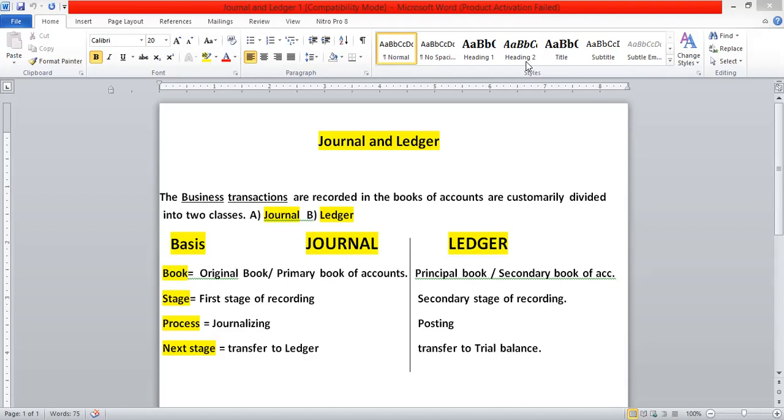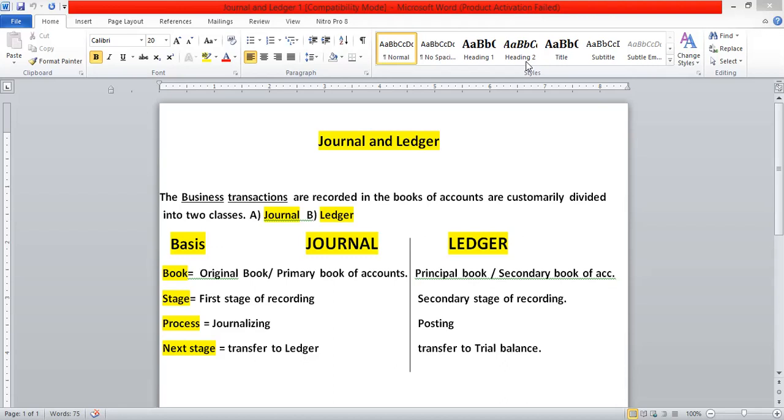So now we will read the difference between the two classes, general and ledger, on the following basis. General is called the original book, the primary book of accounts. Why are we calling it the primary book of accounts? Just because first we record all the entries in the general book. So that's why it is the original book of accounts. Second, ledger is called the principal book of accounts, the secondary book of accounts. Why are we calling it the secondary book of accounts? Just because after completing all the general entries in the general book, we transfer all those entries to the ledger. So that's why it is called the secondary book of accounts.